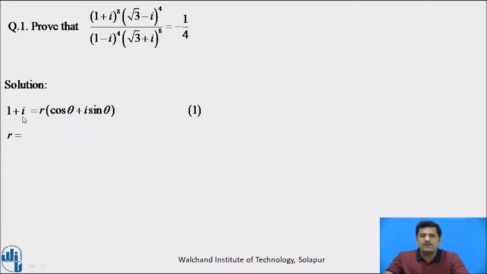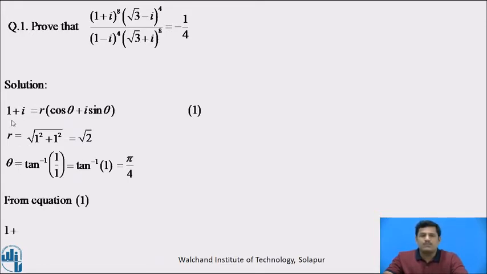Here the real part is 1 and the imaginary part is 1. So we can write it as square root of 1 square plus 1 square, so that is root 2. Now theta is tan inverse of imaginary part upon real part. Here both are 1, so tan inverse of 1, and we know that tan inverse of 1 is pi by 4. Substituting the values of r and theta in equation number 1, we get 1 plus i equal to root 2 into the bracket cos of pi by 4 plus i sin pi by 4.